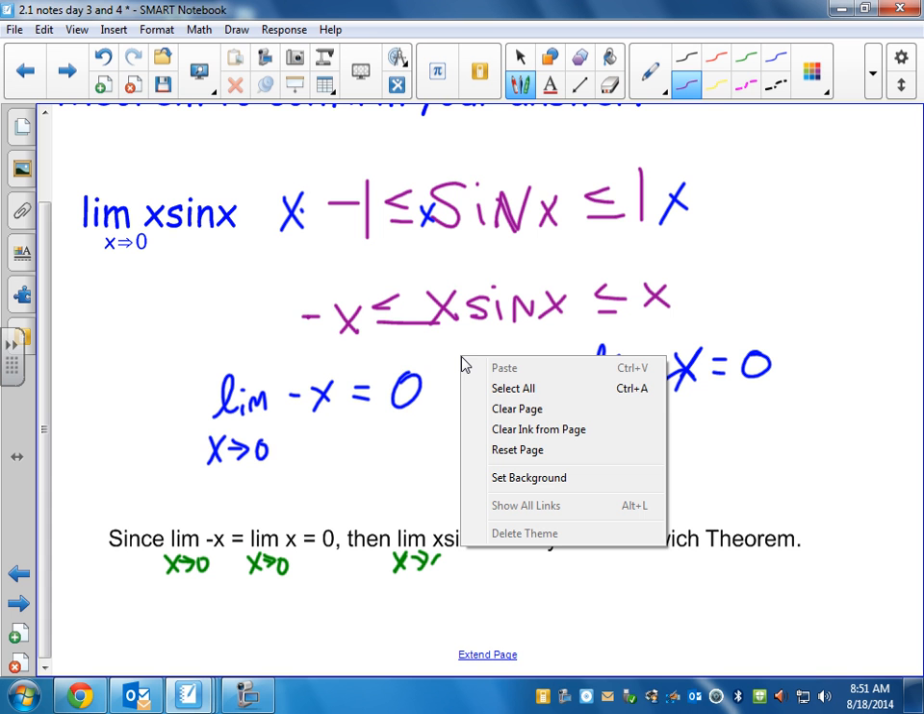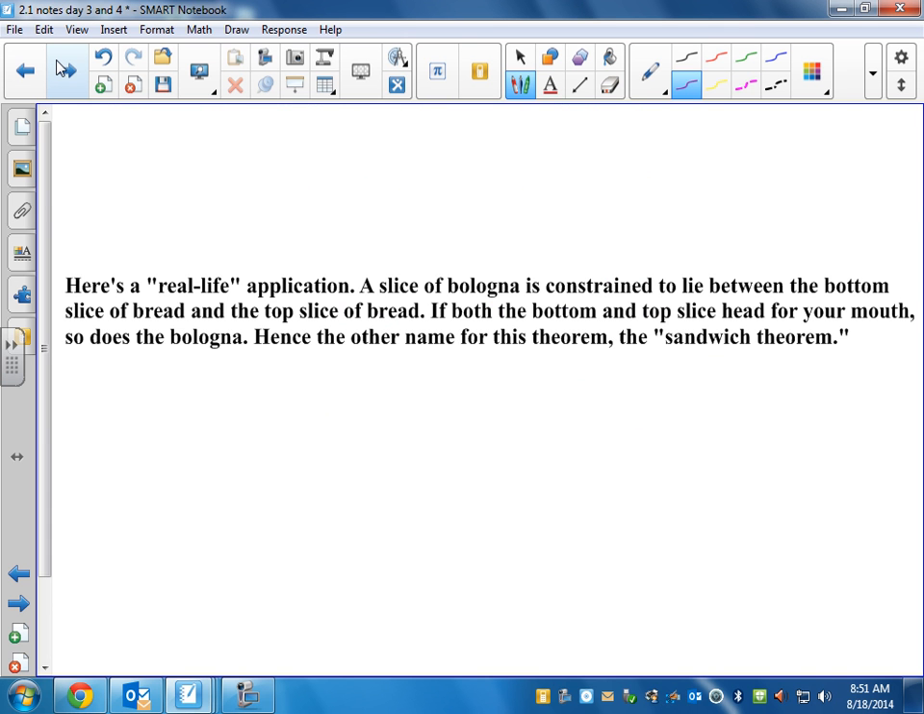This is ridiculous. Oh, look at that. I got this from an email and it made me laugh because someone in their class said, when am I ever going to use the sandwich theorem? And this made me laugh because it said it was a real life application, that if a slice of bologna is sandwiched between the bottom piece of bread and the top piece of bread, and both the top and bottom slice are going to your mouth, then the bologna is going to your mouth also, which I thought was just silly.